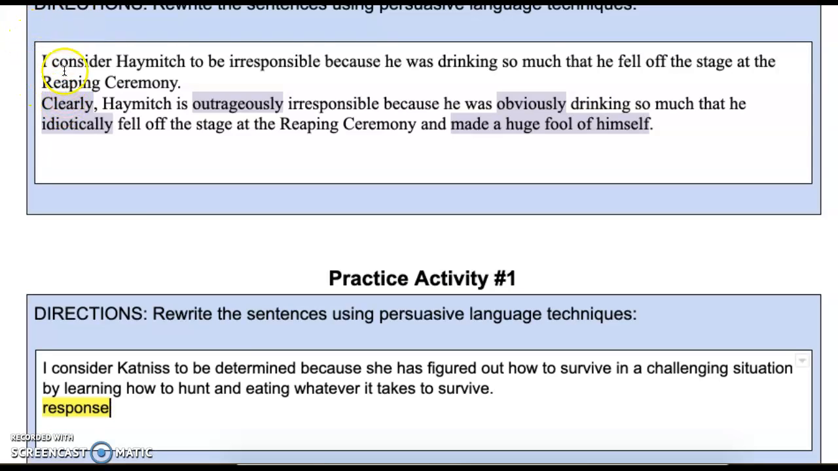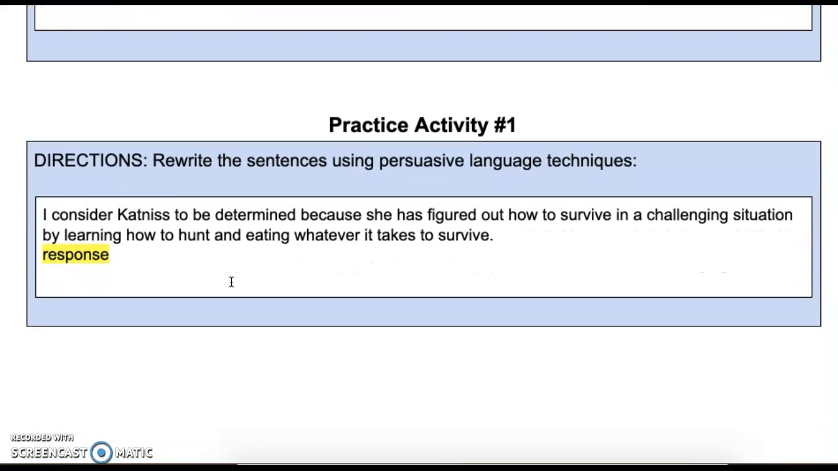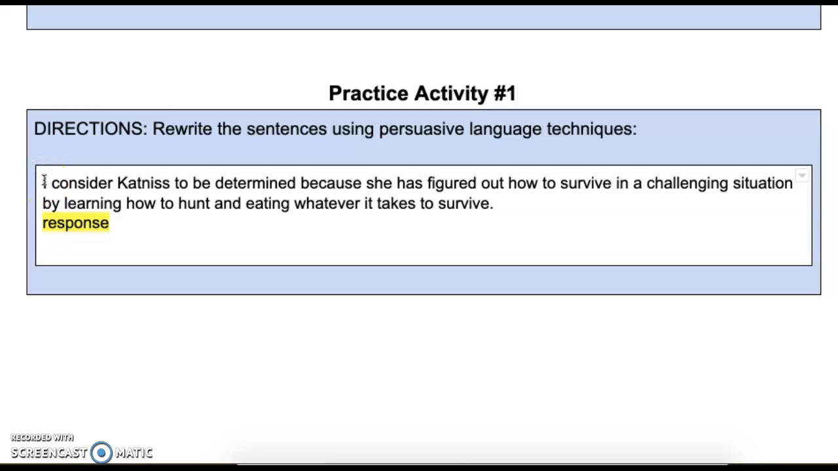Now that you've practiced taking this sentence here and turning it into a persuasive sentence using lots of different words and phrases with persuasive language, your next step is to do the same with this sentence. "I consider Katniss to be determined because she has figured out how to survive in a challenging situation by learning how to hunt and eat whatever it takes to survive." So you're going to take this sentence and add several persuasive techniques to make it a persuasive sentence.